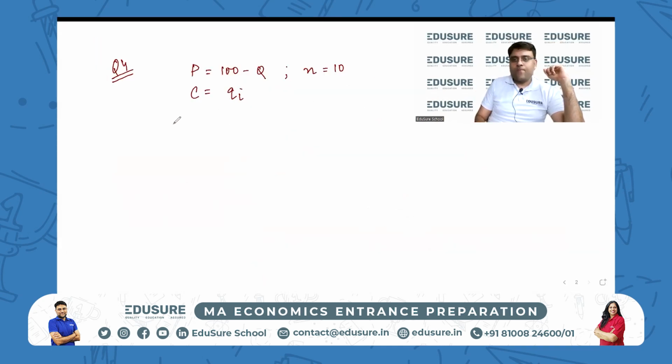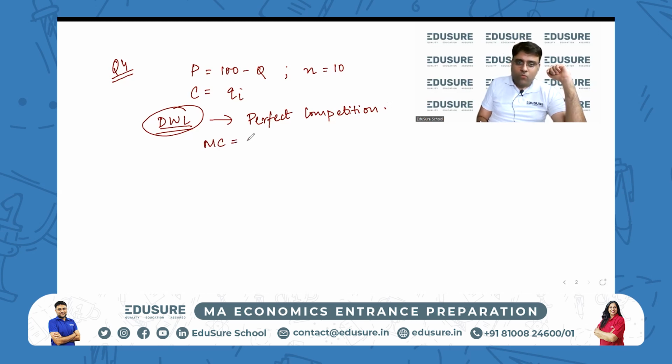Now, okay, I need to find out deadweight loss. Deadweight loss is always calculated from the perspective of efficient production. Efficient production happens in first degree price discrimination of a monopolist and perfect competition. So let's see what happens in perfect competition. P is equal to MC. MC is equal to 1, which is equal to P. So Q is equal to 100 minus 1, which is equal to 99.